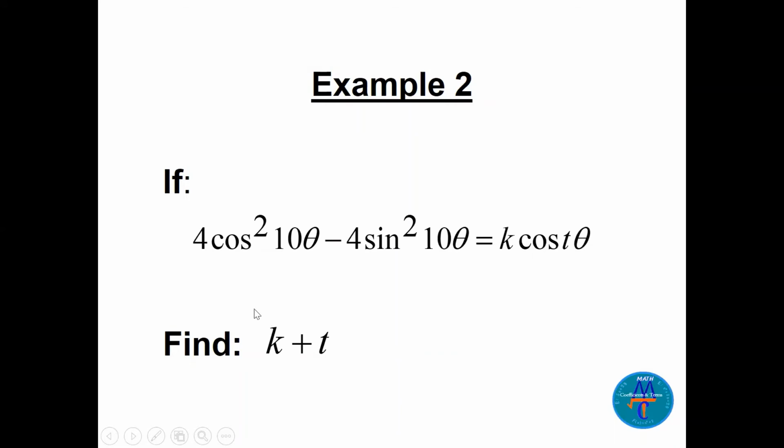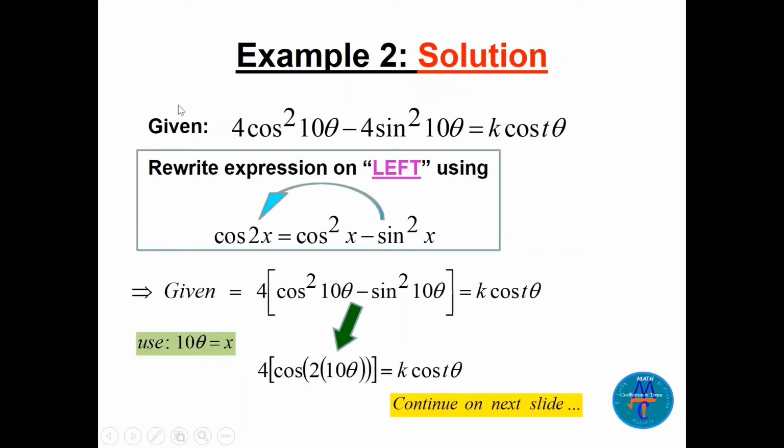This is a medium question here. 4 cosine squared of 10 theta minus 4 sine squared of 10 theta, that expression equals k cosine t theta. We have to find the value of k, the value of t, and then we add them. So we have to look here on the left side and see which formula is similar to that. So let's rewrite the expression on the left using this formula. See, on the left we can see cosine squared of something minus sine squared of something. We know that formula here.